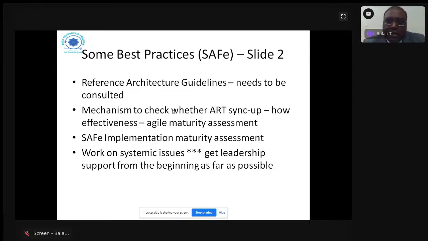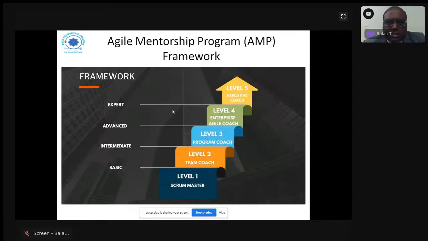Next, a mechanism to check whether ART sync-ups happen across multiple trains, if you want to go by SAFe, and how our agile maturity assessment shows what are the areas to improve. See, agile maturity assessment is something different from SAFe implementation maturity, because SAFe implementation talks more about the business agility sheet, whereas agile maturity is something we do at a team level before they do SAFe. And work on the systemic issues. For example, there could be delay in the test data, there could be dependencies with some other external vendors or suppliers. Unless and until those dependency aspects are fixed, we cannot have agility in the system, right? So work on the systemic issues to fix it.